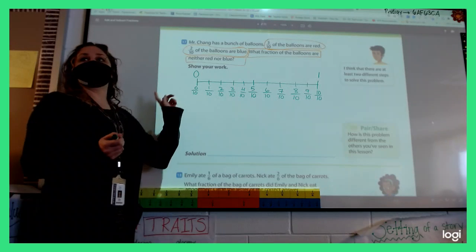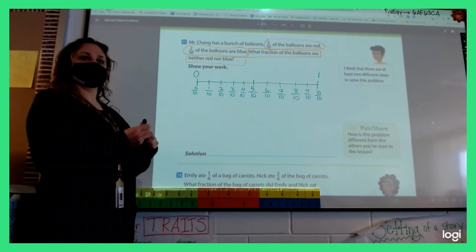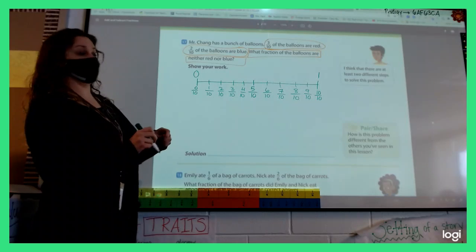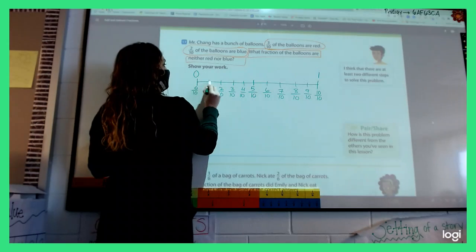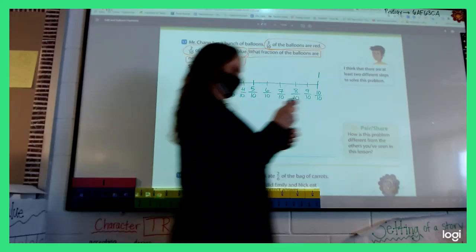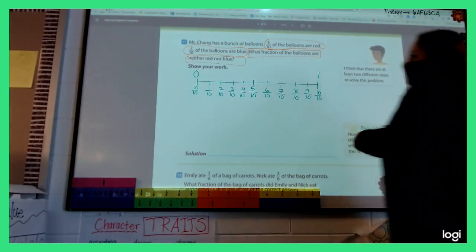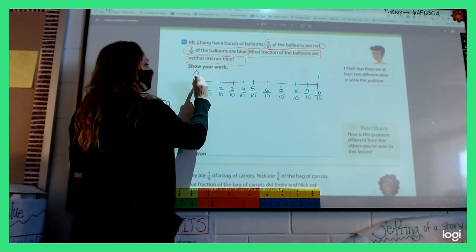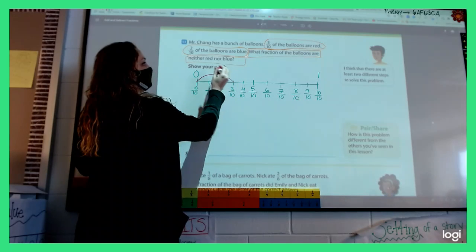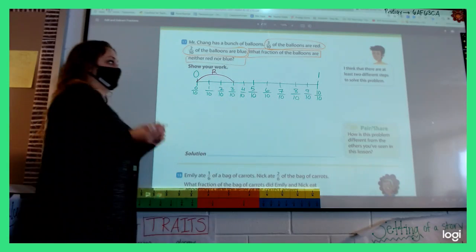How far do I need to hop to get to the red balloon amount? Noah, how far do you need to hop to get to red? 3/10. So 1, 2, 3. I'm going to switch markers so you guys at home can see better. We're going to hop straight to 3/10 first, okay? And I'm going to put an R there. Those are the red balloons.